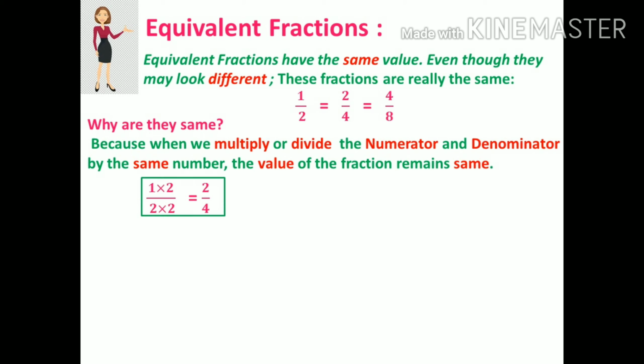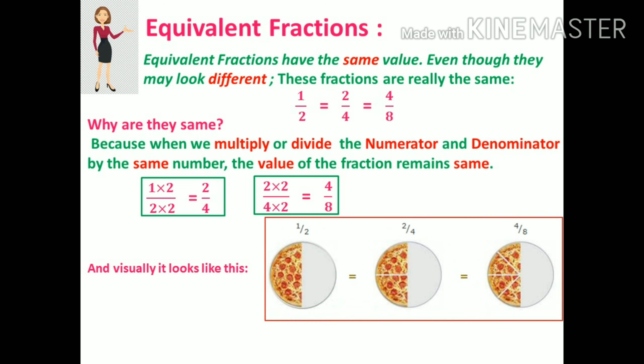As 1 upon 2 when multiplied by 2 upon 2, we get the fraction 2 upon 4. And as we multiply the fraction 2 upon 4 by 2 upon 2, we get 4 upon 8 as the fraction. So we can see all the fractions are equal, and visually it looks like this.